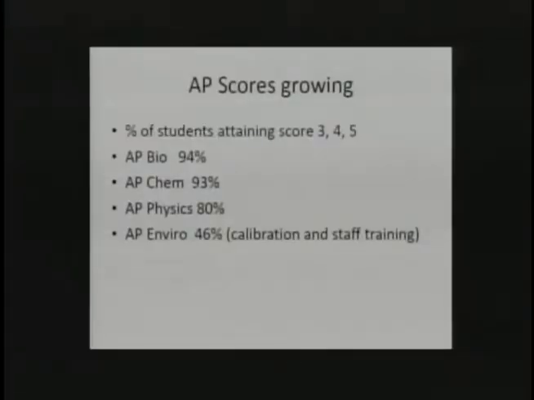So our performance in the AP is really quite strong. In the bio and chem and physics, these are scores 3, 4, and 5. In the AP environmental, as I said, we needed some alignment and calibration. I think we're there. I think this last year we were there, but we will see in July when the new scores come out.